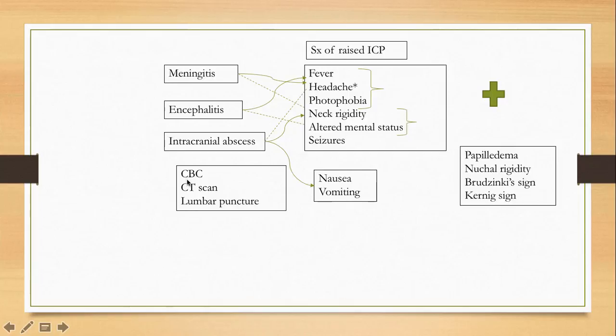CBC is important to see if there is any systemic infection, and CT scan is extremely important to perform whenever you are suspecting any space occupying lesion. So keep in mind that this is extremely important, because if we do a lumbar puncture before doing a CT scan, then that can cause brain herniation, and that is a scenario that we absolutely do not want. So whenever you're suspecting an SOL, such as intracranial abscess, that is a space occupying lesion, or a subarachnoid hemorrhage, then we must do CT scan before we do the lumbar puncture.